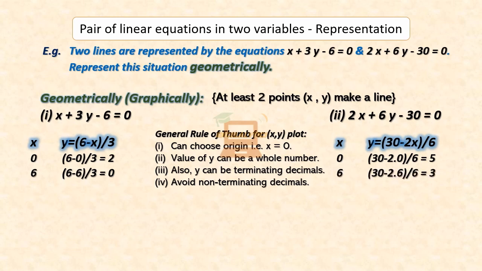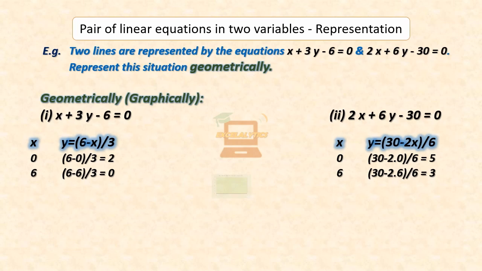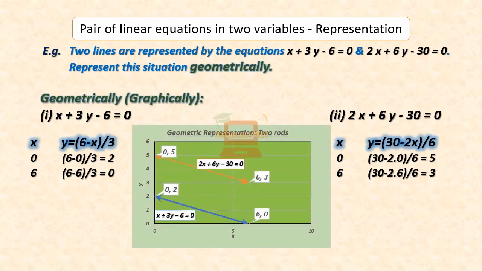So, the situation for the pair of lines can be represented geometrically by the graph as shown. Here, the two lines are parallel. That is, both lines are separated by a constant distance.